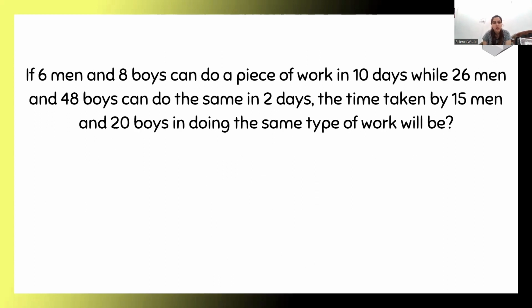Moving on, the next question we have is, if 6 men and 8 boys can do a piece of work in 10 days, while 26 men and 48 boys can do it in 2 days, then the time taken by 15 men and 20 boys to do the same type of work will be what? So let us consider the 1 day work of men to be X and 1 day work of boy to be Y. So it is given that 6 men and 8 boys can do it in 10 days.